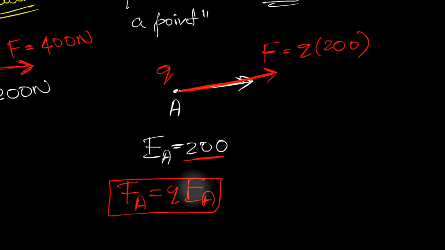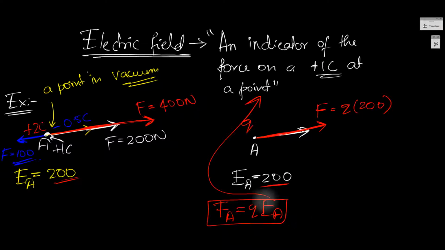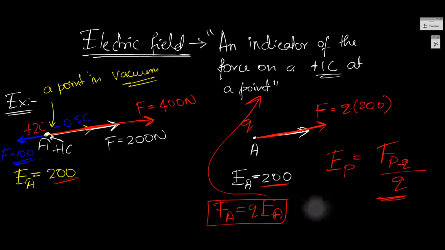And that's what an electric field is. It's an indicator of the force acting on a unit charge. So that's all there is to it when it comes to an electric field. The mathematical definition of electric field at any point would be the force acting on any charge q kept at that point, divided by that charge. So look at the units: it's going to be newtons per coulomb. And that's what an electric field is.